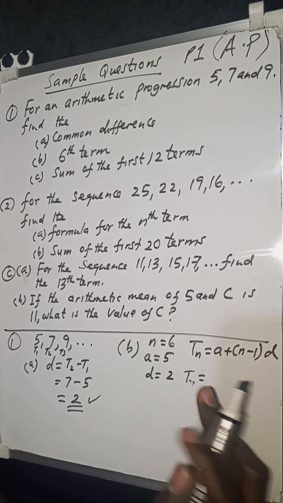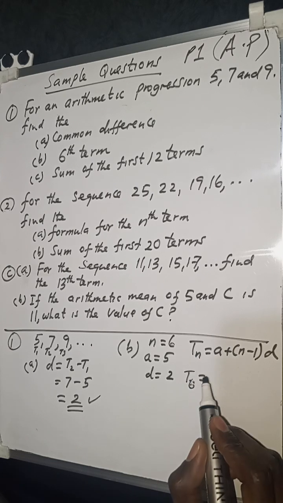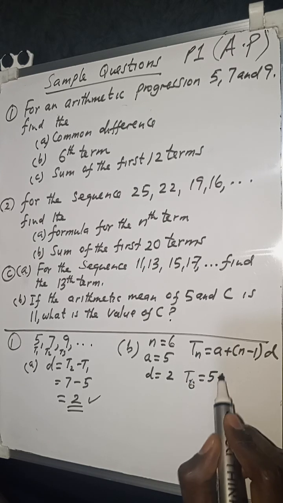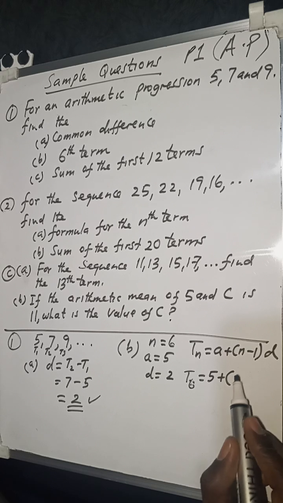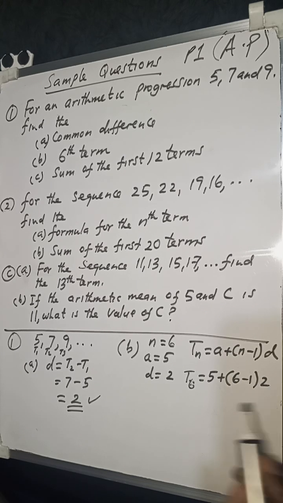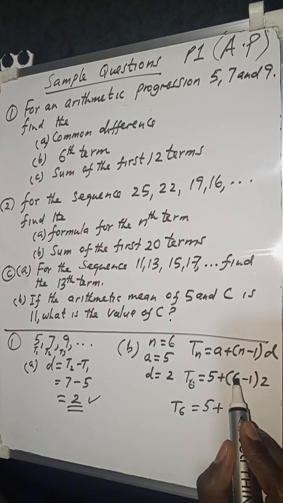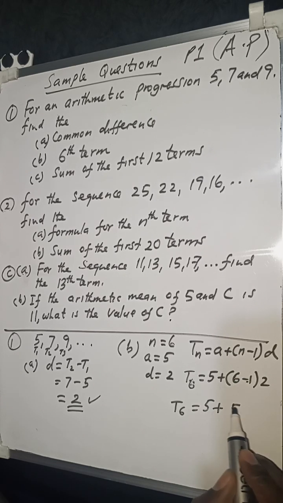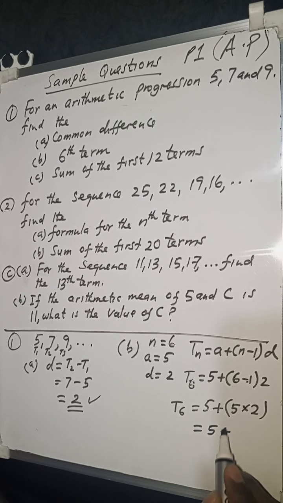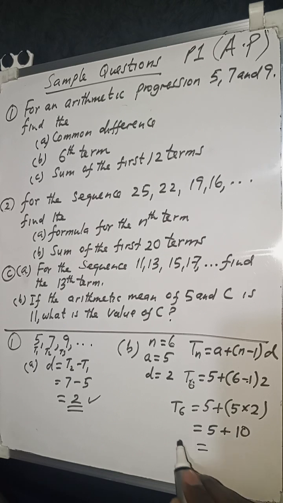So when n is equal to 6, it will be T6. The first term is 5 plus, what is my n? It is 6 minus 1 times that one. So T6 will be equal to 5 plus, what is 6 minus 1? It is 5, multiplied by 2. So it will be 5 plus 10, and if you add that, the term in the 6th position is actually 15. That is what we mean.